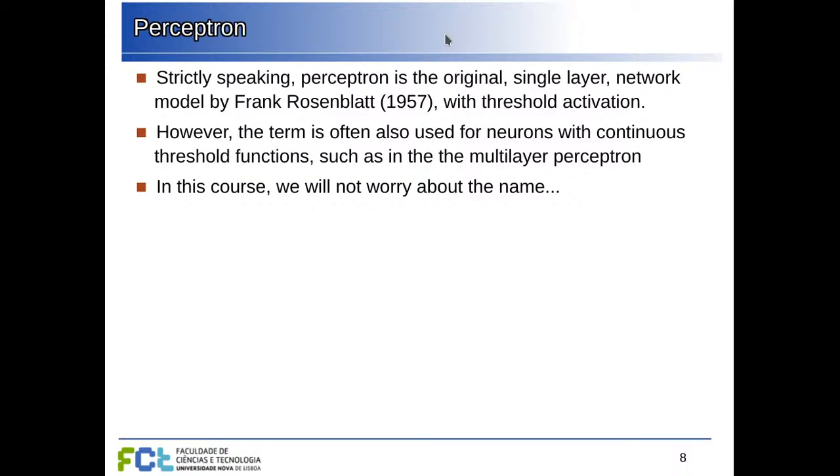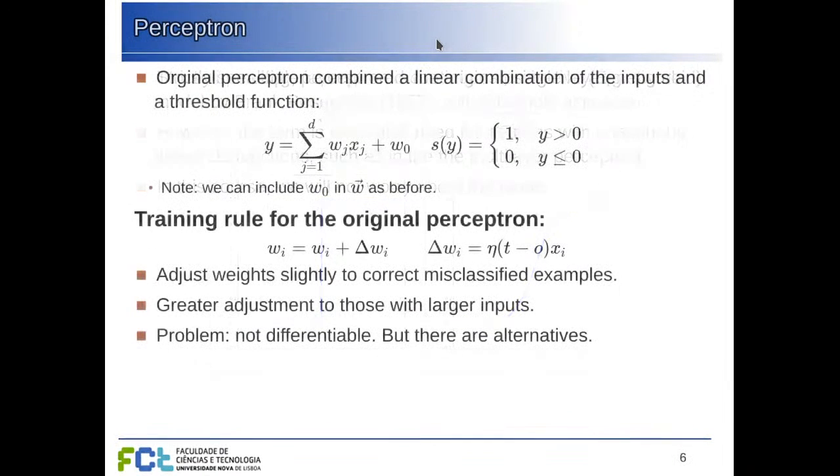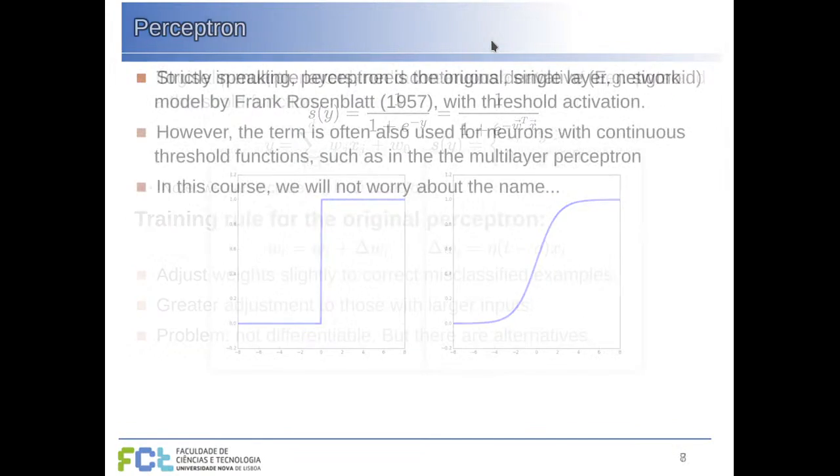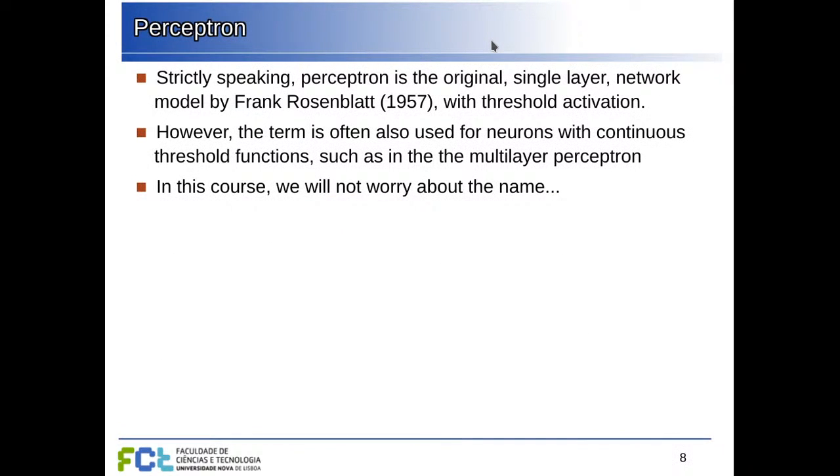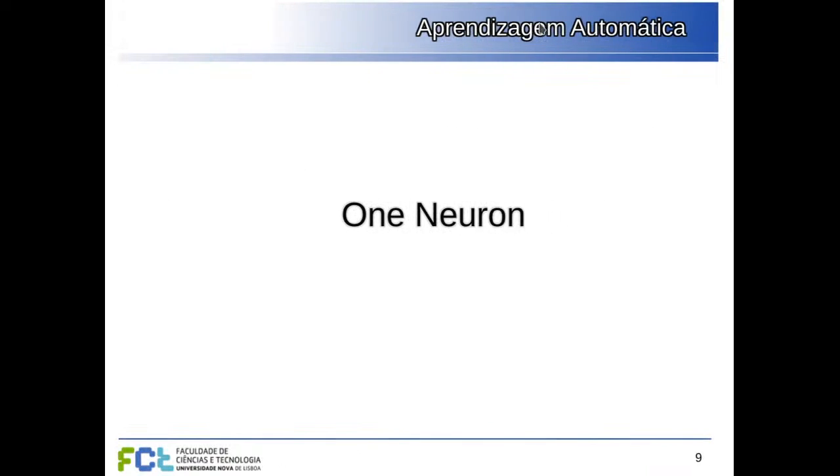So strictly speaking, the perceptron is the original basic model with just one neuron by Frank Rosenblatt, with this threshold activation here. But currently, perceptron, or multi-layer perceptron, is used for basically a neural network that is fully connected and feed-forward, so each layer feeding into the next one. We will not worry too much about the actual name. The important thing here is to understand how these things work.